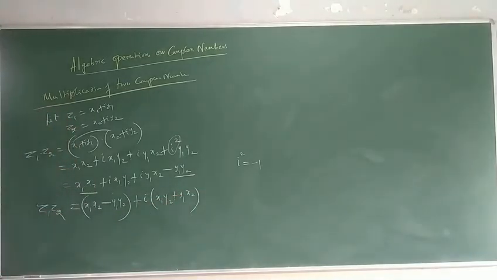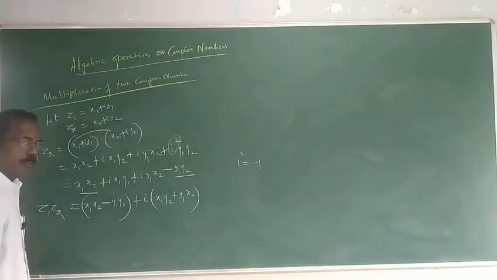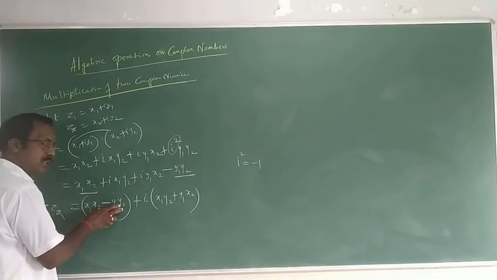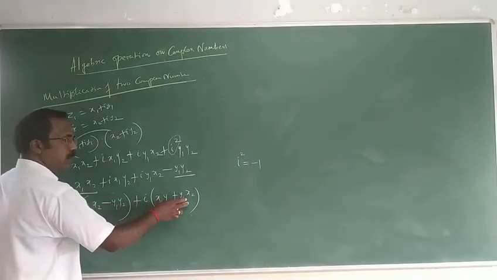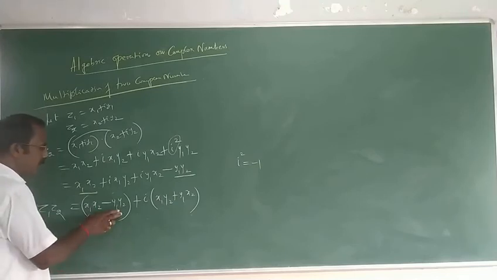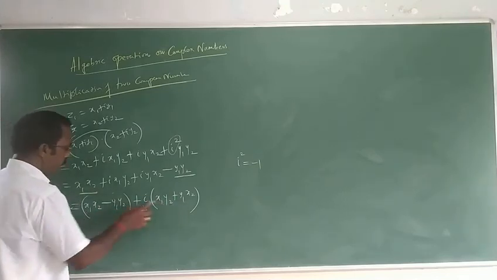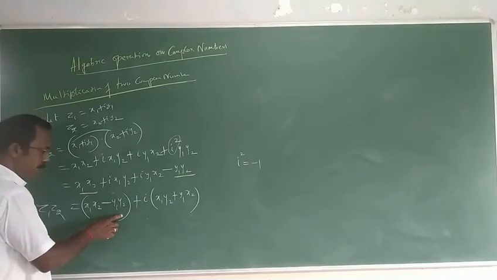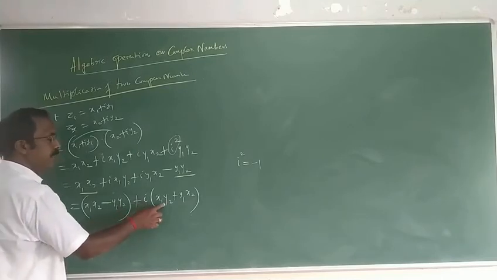So that is the product of two complex numbers. The product of two complex numbers is also a complex number, because this is a real number and this is also some real number. The product of two complex numbers is of the form x plus i into y, where x is the real part, plus i into the imaginary part.